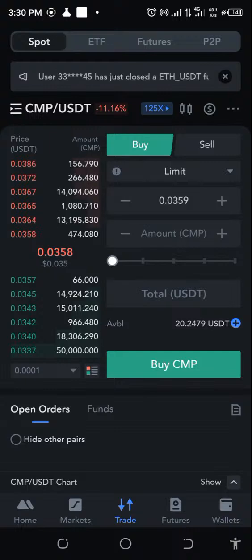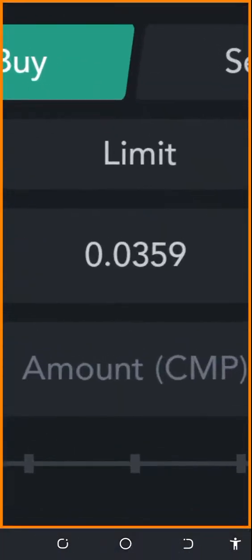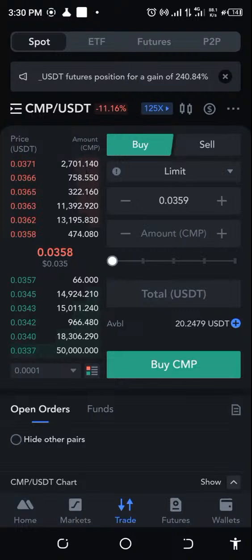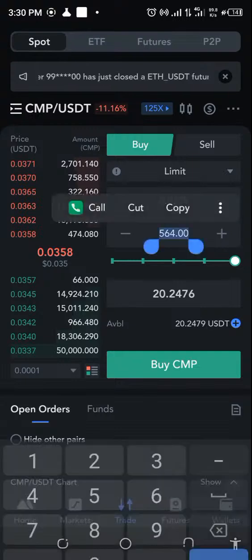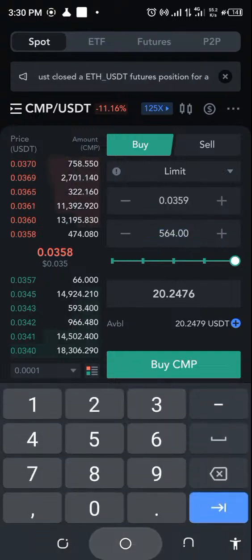CMP/USDT. So let's quickly check what we've got here. The price is 0.0359. So let's see how much we can get. We have 564 pieces of CMP for the 20.247 that we have here. So let's just copy that and go check how much we can get on KuCoin.